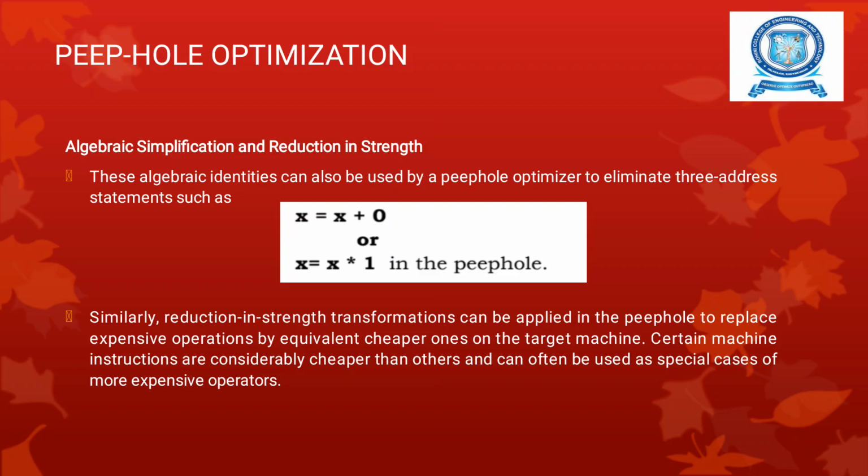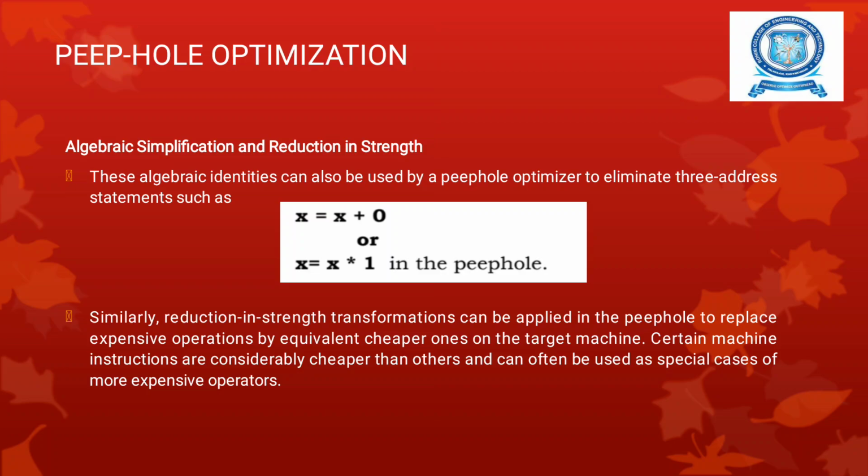The next one is algebraic simplification. That means if we add 0 to any number, we get the same number, so there is no need to write x = x + 0. At the same time, if we multiply any number by 1, we get that number, so there is no need for that kind of statement. That is algebraic simplification.